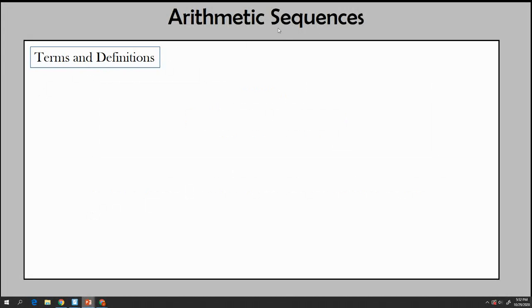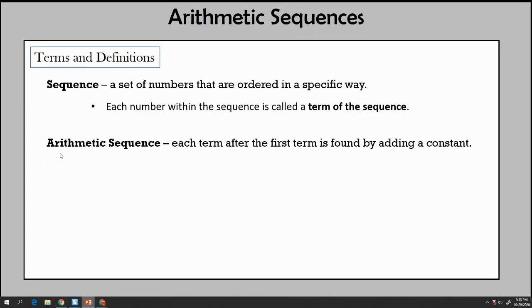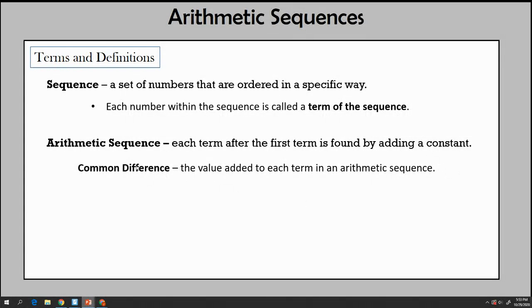All right, so first of all, some terms and definitions. A sequence is simply a set of numbers that are ordered in a specific way. Each number within that sequence is called a term of the sequence. What we're going to work on today is an arithmetic sequence. In an arithmetic sequence, each term after the first term is found by adding a constant. So it's constantly changing by the same value each time. That difference is called the common difference, and it's the value that we're adding each time to get the next term in the sequence.